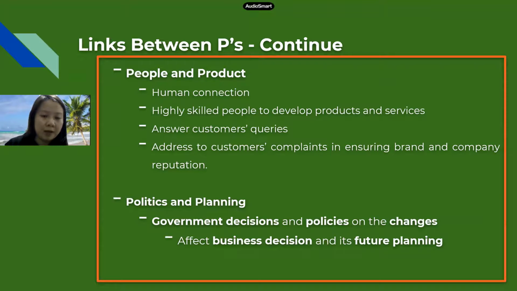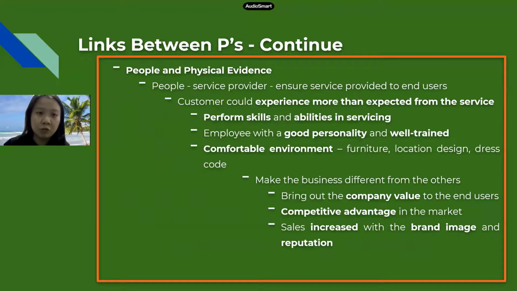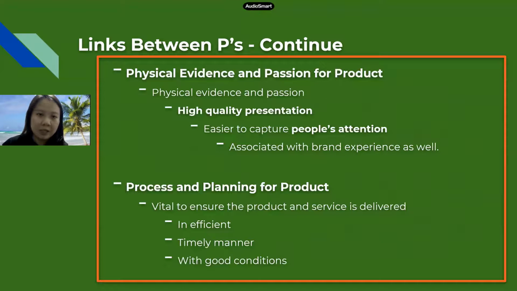Next will be politics and planning. Of course, your marketing plan all depends on politics. Once the government changes its policy, you may be forced to change your marketing planning too. Next will be people and physical evidence. If you want to give a comfortable environment and good impression to your target customer, you need people's support through their services, skill, and ability to help the company build value. Next will be physical evidence and patience for product.